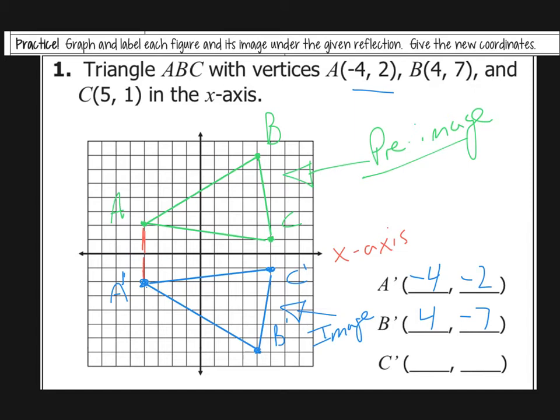And I can check this by just counting the grid. And C, instead of (5, 1), jumped to (5, -1). And now our question is complete. We've drawn in our pre-image, our image, and filled in the coordinates of the image. Moving on.